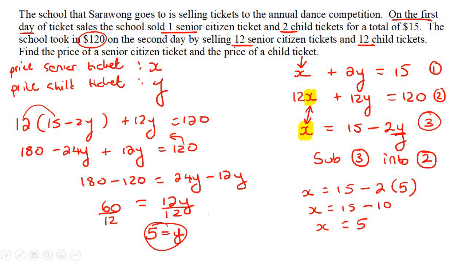And y is 5. So now we need to try solve it, answer their question. So it said find the price of a senior ticket. So the senior ticket is going to be x, which is $5.